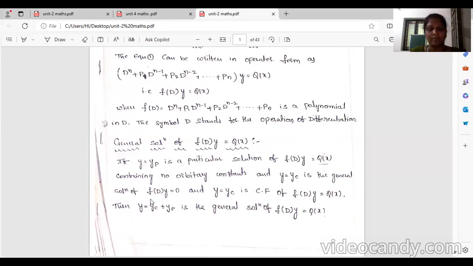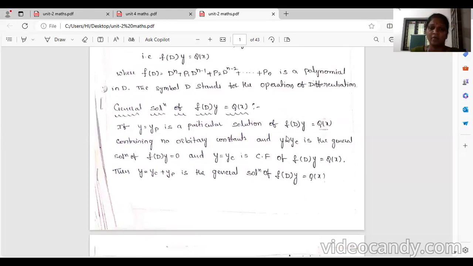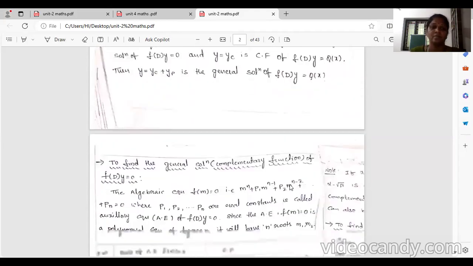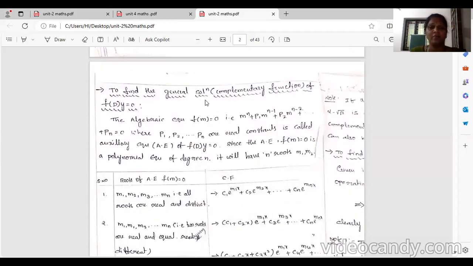Then F(D) y = 0 has the complementary solution. The general solution of F(D) y = q(x) is y = yc + yp. So y = yc + yp is the general solution of F(D) y = q(x). To find the general solution or complementary function of F(D) y = 0, F(D) y = 0 means the equation having the complementary solution.